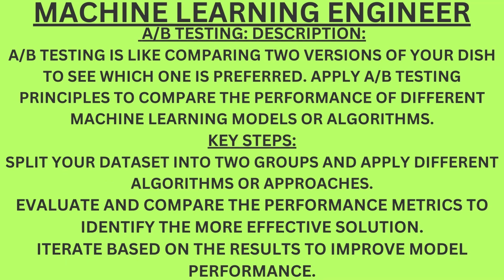A/B testing. Description. A/B testing is like comparing two versions of your dish to see which one is preferred. Apply A/B testing principles to compare the performance of different machine learning models or algorithms. Key steps. Split your dataset into two groups and apply different algorithms or approaches. Evaluate and compare the performance metrics to identify the more effective solutions. Iterate based on the results to improve model performance.